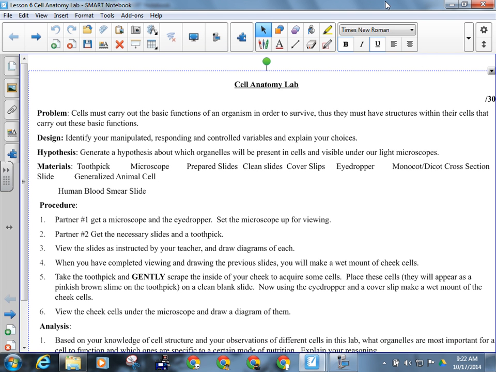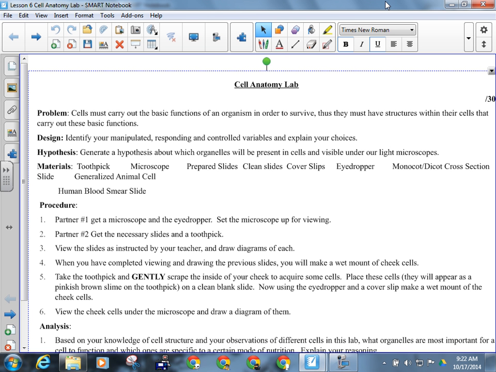Okay, so we're just going to quickly outline pre-lab stuff here for your cell anatomy lab. What we're going to be doing here on Monday, when we look at these different slides, is looking at examples of plant cells, examples of animal cells, and doing some comparisons, and actually looking for particular cell structures that we've talked about in class.